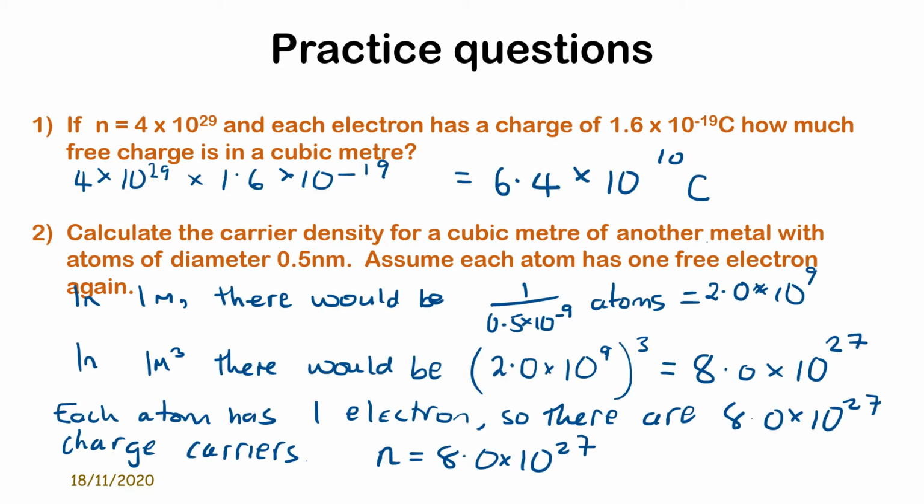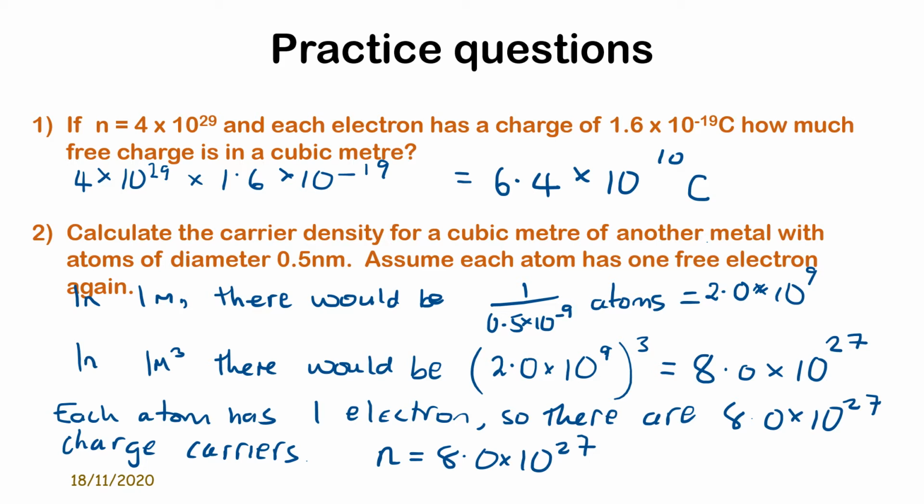Answers to questions. Question 1. If n equals 4 times 10 to the 29 and the charge of each electron is 1.6 times 10 to the minus 19 coulombs, how much free charge is in a cubic meter? So we multiply the two together, and we get 6.4 times 10 to the 10 coulombs. Question 2.